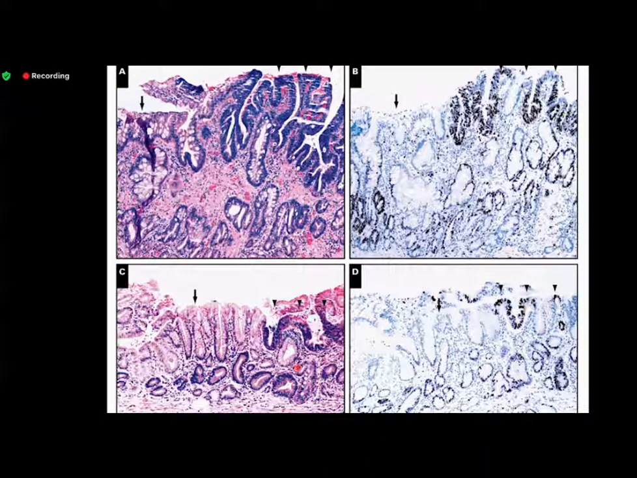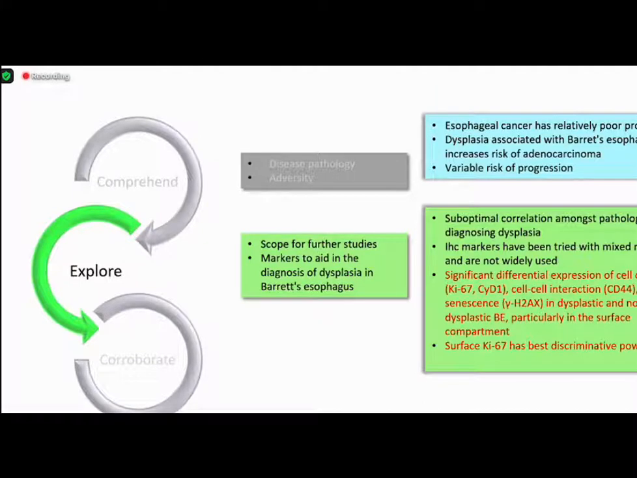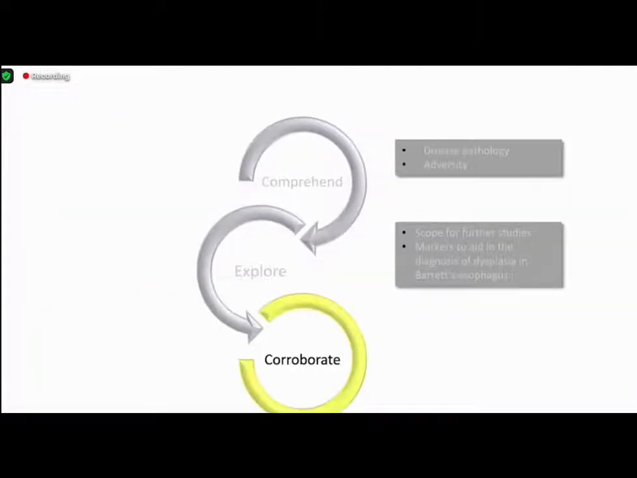Same goes for this picture C, which is high-grade dysplasia. And again, we can appreciate the differential expression for dysplastic here and non-dysplastic here. So we can say that after establishing the disease severity and also making a case for potential room for improvement, in particular for improving the correlation amongst pathologists for diagnosing dysplasia in Barrett's esophagus, and in the quest for these markers, we found significant differential expression of cell cycle, cell-to-cell interaction, and cell senescence markers in dysplastic and non-dysplastic Barrett's epithelium, particularly in the surface compartment. And surface Ki-67 has the best discriminative power in our study differentiating dysplastic from non-dysplastic epithelium.